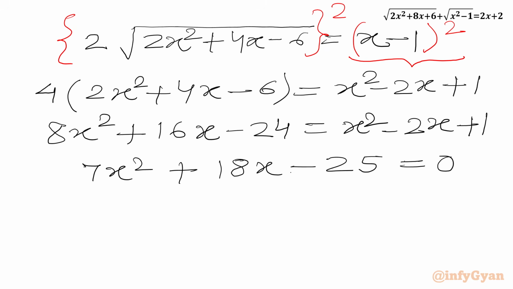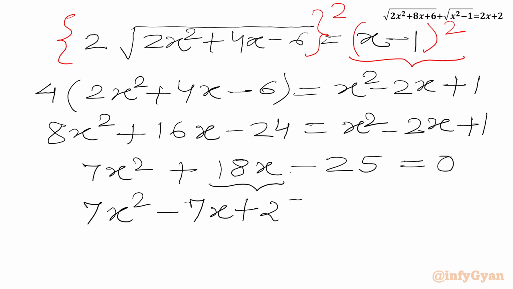Now this is again one quadratic equation. We are going to use the factorization method. So we can split our middle term. So I will write 7x square, 18x can be written as minus 7x plus 25x, then we have minus 25 equal to 0.